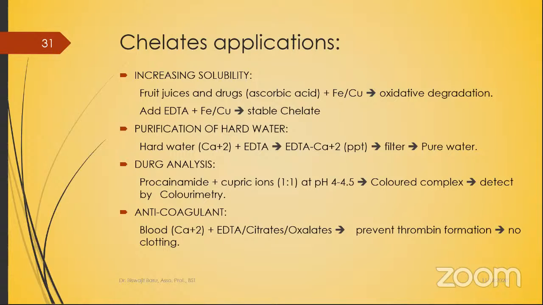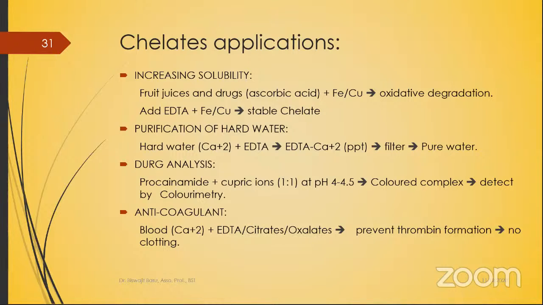Then drug analysis. Procainamide is an example of a drug that will form a complex with cupric ion 1:1 at pH 4 to 4.5, and it will form a complex that will be completely colored. So that can be detected by colorimetry. By the help of colorimetry, we can analyze a drug where that complex will form a completely colored complex.